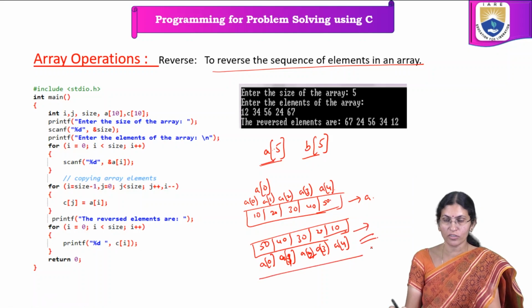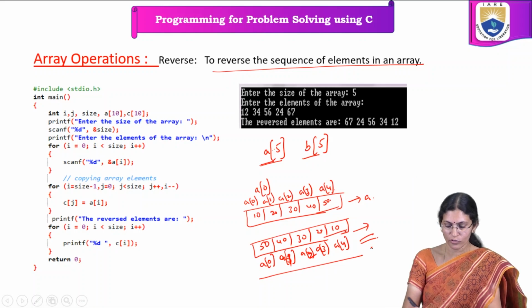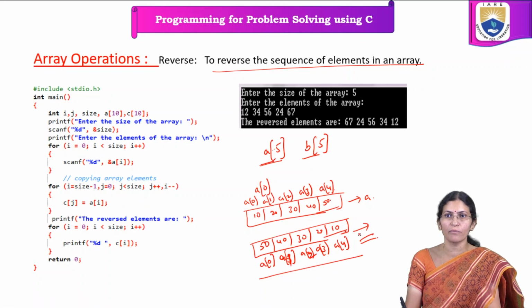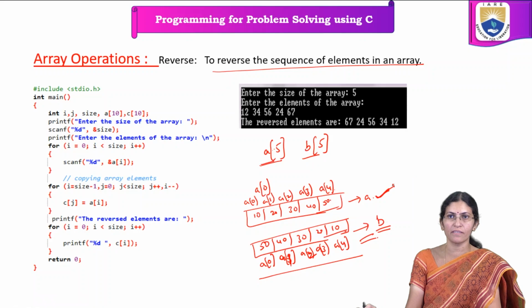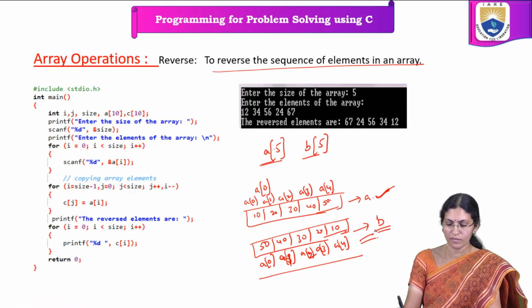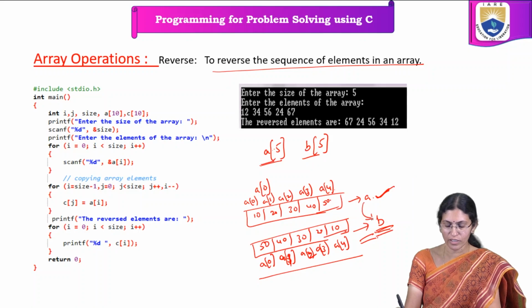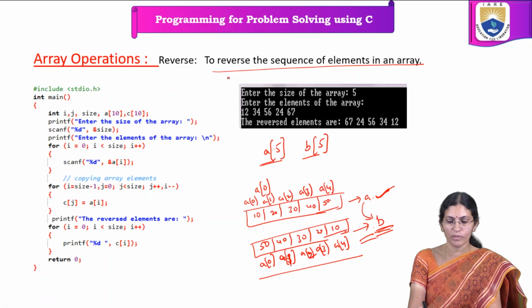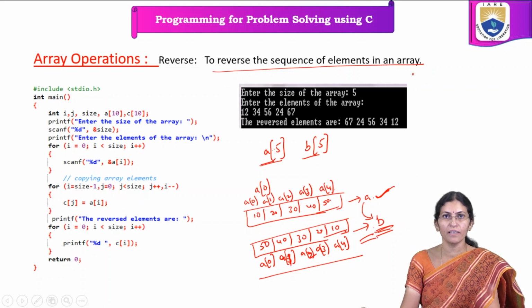This reverse operation can be done by two methods. The first one is by using another array, and the second one is by using the same array. We can declare another array B and then find the reverse of this array, or we can reverse the elements in the same array itself. Let us see the first one, where we use another array and find the reverse of the first array. Here reversal is nothing but reversing the sequence of elements in an array.